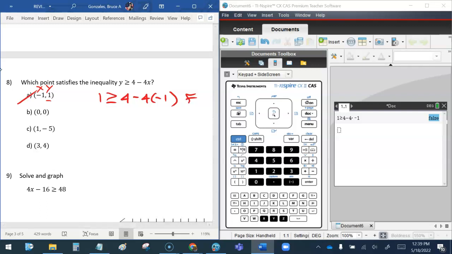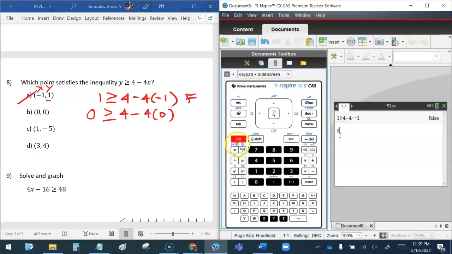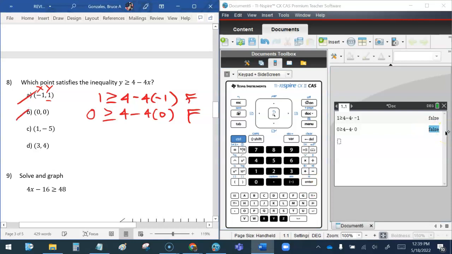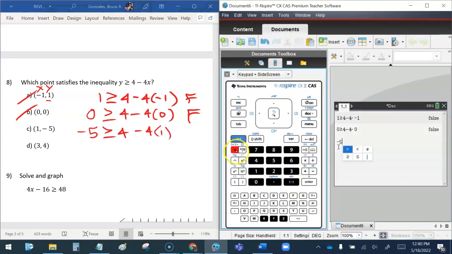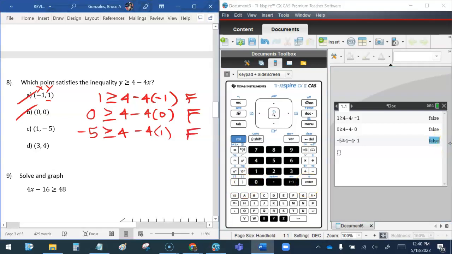Let's do it again. The y value is 0, greater than or equal to 4 minus 4. The x value is 0. So 0, greater than or equal to 4 minus 4, parentheses 0. That's also false. Okay, let's try again. Y value, negative 5, greater than or equal to 4 minus 4, and then the x value is 1. Type it in. Negative 5, control equals, greater than or equal to 4 minus 4, parentheses 1. And that's false.